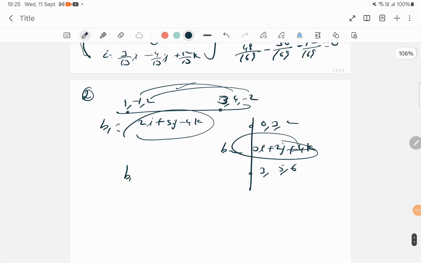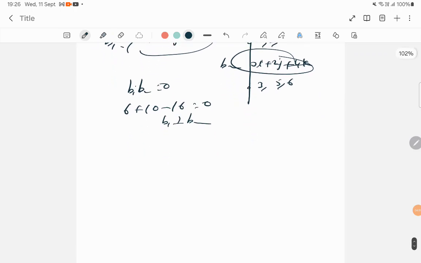To show that they are perpendicular, b1 dot b2 should be equal to 0. Dot it: 6 plus 10 minus 16, which is equal to 0. Therefore, b1 is perpendicular to b2. So that completes the next sum.